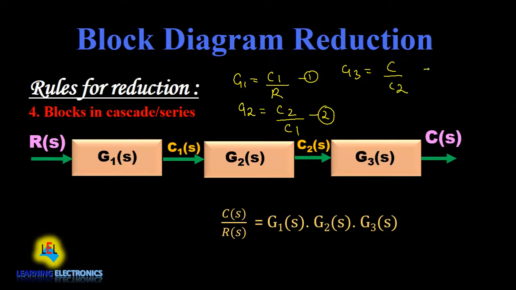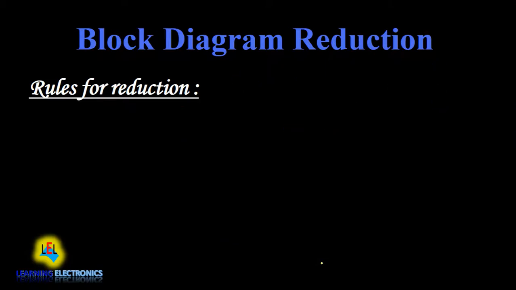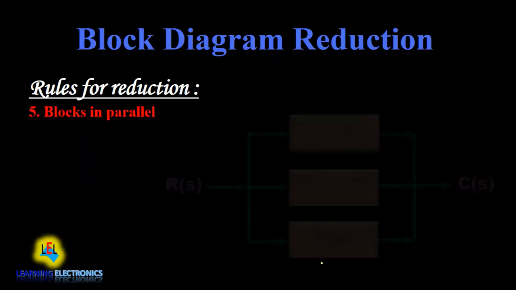So when we multiply these three equations, we get G1 into G2 into G3 is equal to C by R. So whenever the blocks are in cascade, the overall transfer function will be the multiplication of the individual transfer functions. Now next is blocks in parallel.